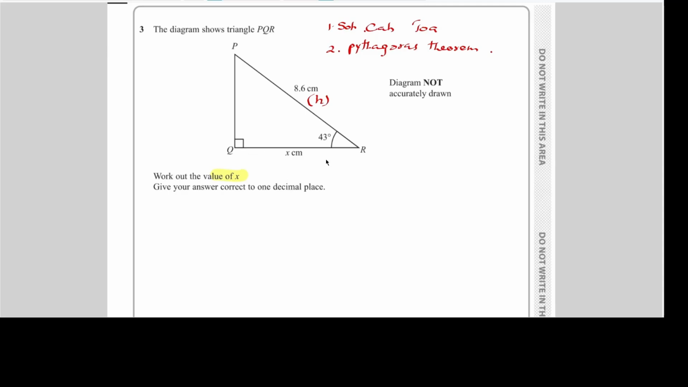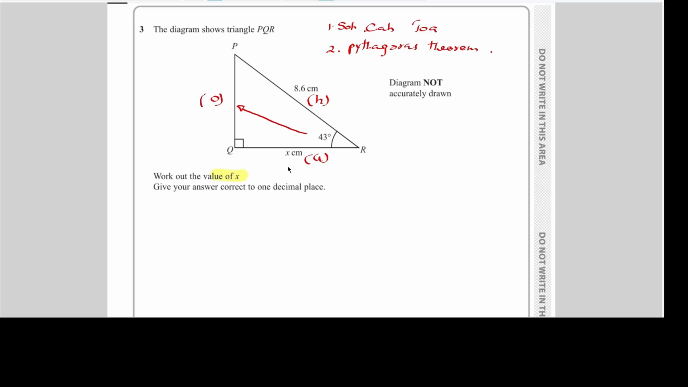How do we label the other two sides? The side that is attached to the angle, can you see this side is touching this angle? The side which is attached to the angle is adjacent, therefore we label it as A. The side which is opposite, can you see this one? It doesn't touch this angle. It is right opposite to this angle. It is opposite, so I'm labeling it with O.